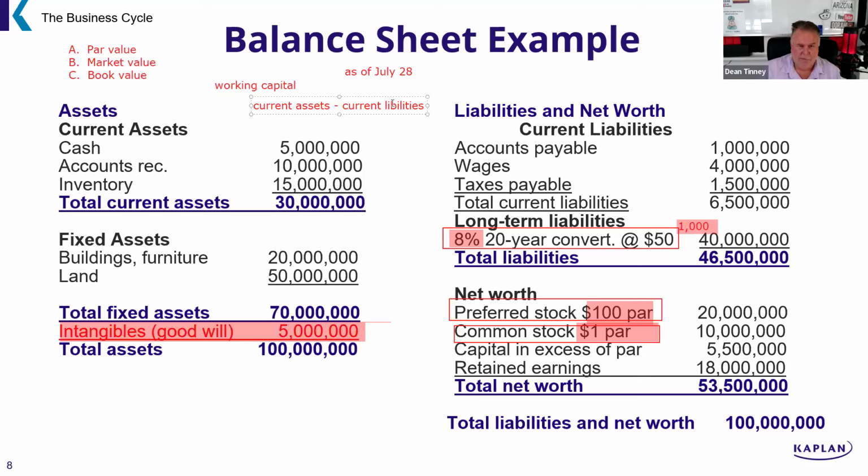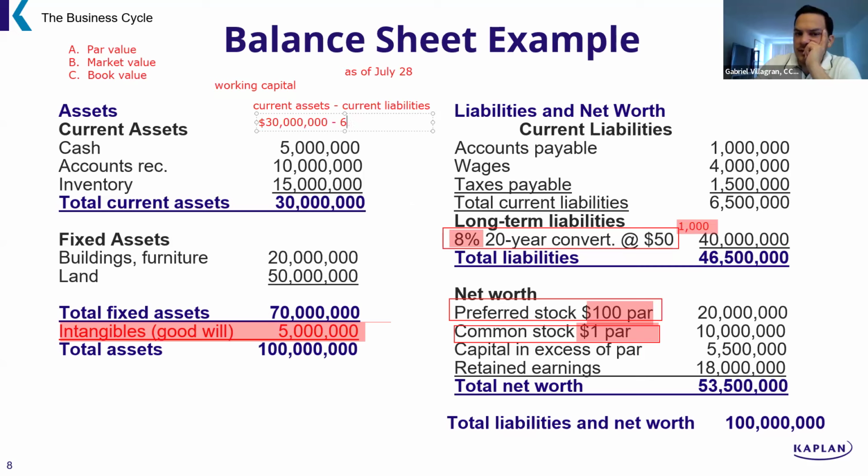Right. And so here, if we were doing the working capital for this company, we have 30 million in current assets, and we have current liabilities at 6.5. So it doesn't include fixed assets and working capital? No, current assets is cash or things we plan to turn to cash. Absolutely. It's all short term on both sides. That's right. Does it include long-term liabilities? No.